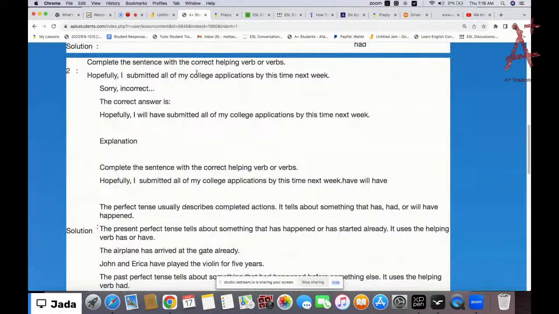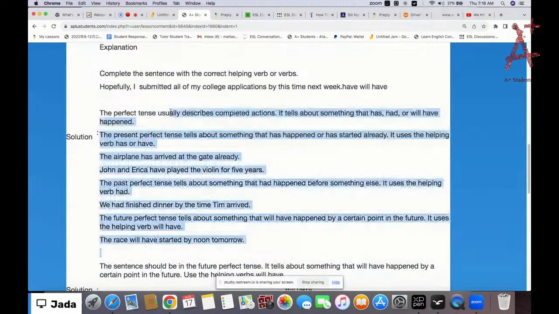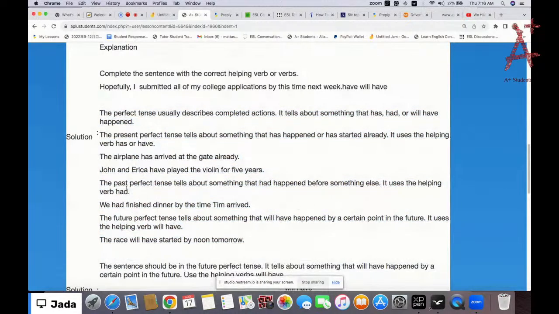Hopefully, I dash submitted all my college applications by this time next week. So hopefully, I will have submitted all of my college applications by this time next week. And when we use "will have," it's future perfect tense because it's not happening right now. It's something that you would have done maybe next week, next year.